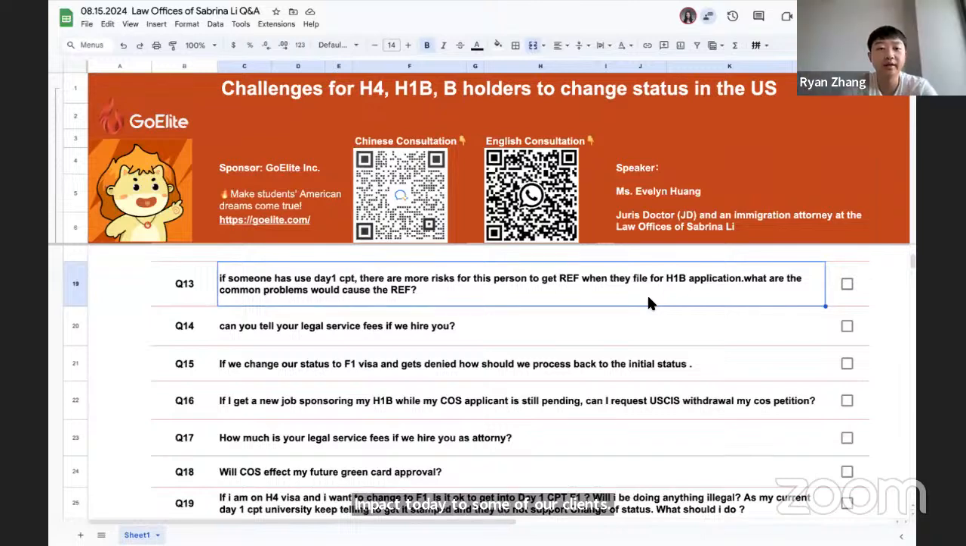Yeah, absolutely. Even though day one CPT is totally legal and allowed, you do have to fulfill your student duty and do it according to the university's CPT policies. As long as you follow those procedures under the law, I don't think this could cause large problems. Let's move on to the next questions.